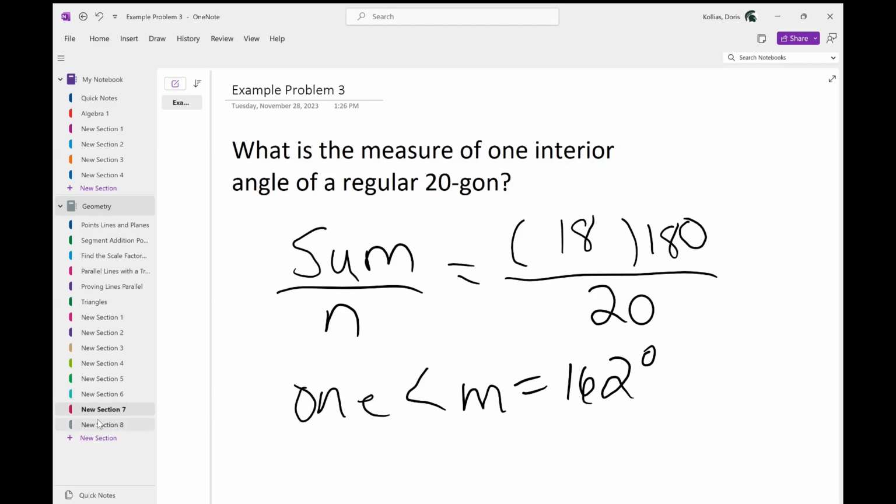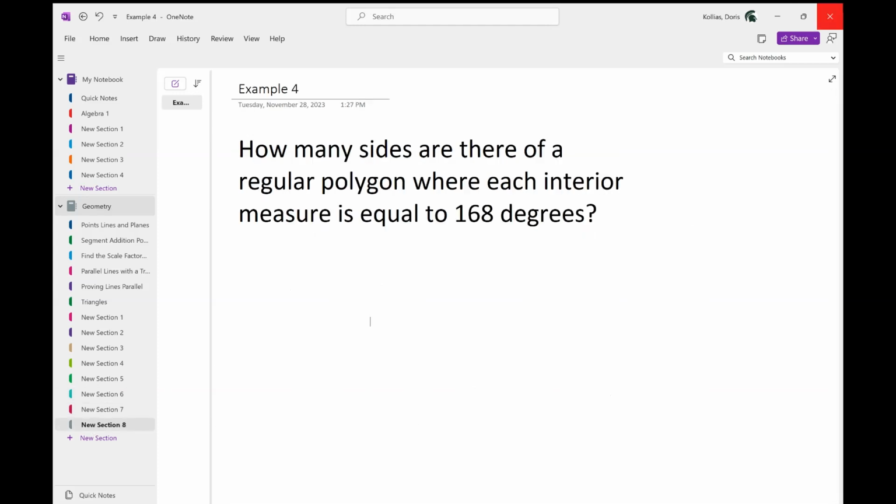All right, another problem that we should work with is finding the number of sides when we are looking at a regular polygon, where each interior, I think it's missing the word angle here. So where each interior angle measure is equal to 168. So we're trying to find how many sides there are. That would be n. We're trying to solve for n. But this is also a regular polygon, so each angle is congruent to each other.